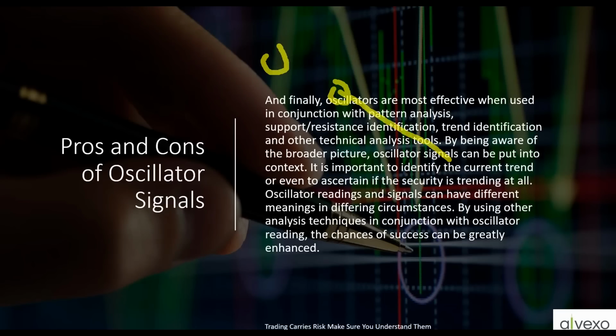But oscillators are the most effective when used in conjunction with pattern analysis, support and resistance identification, trend identification, and other technical analysis tools. By being aware of the broader picture, oscillator signals can be put into context. It is important to identify the current trend, even to ascertain if the security is trending at all. Oscillator readings and signals can have different meanings in different circumstances. By using other technical techniques in conjunction with oscillator readings, the chance of success can be greatly enhanced.